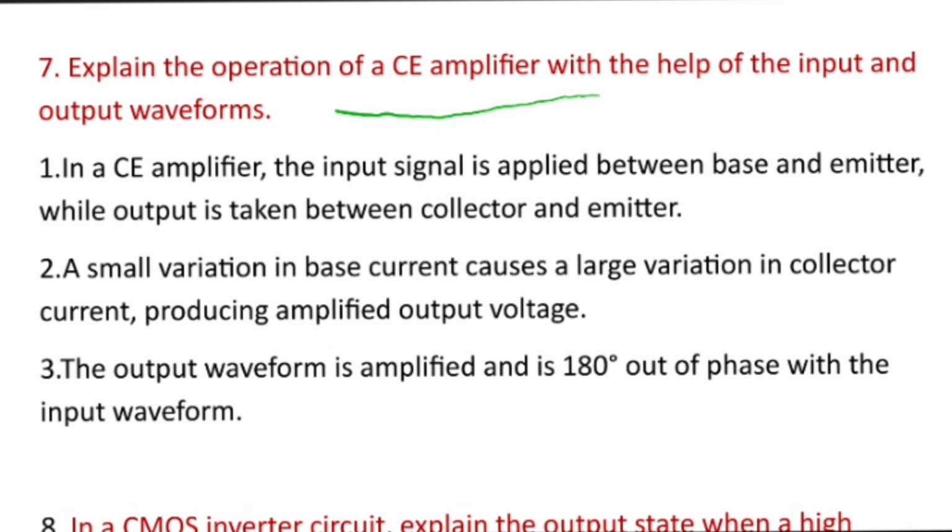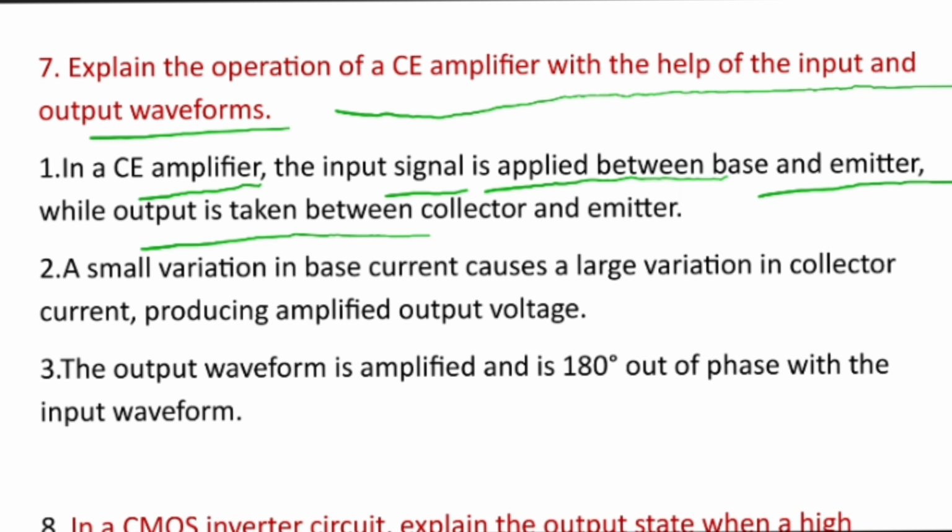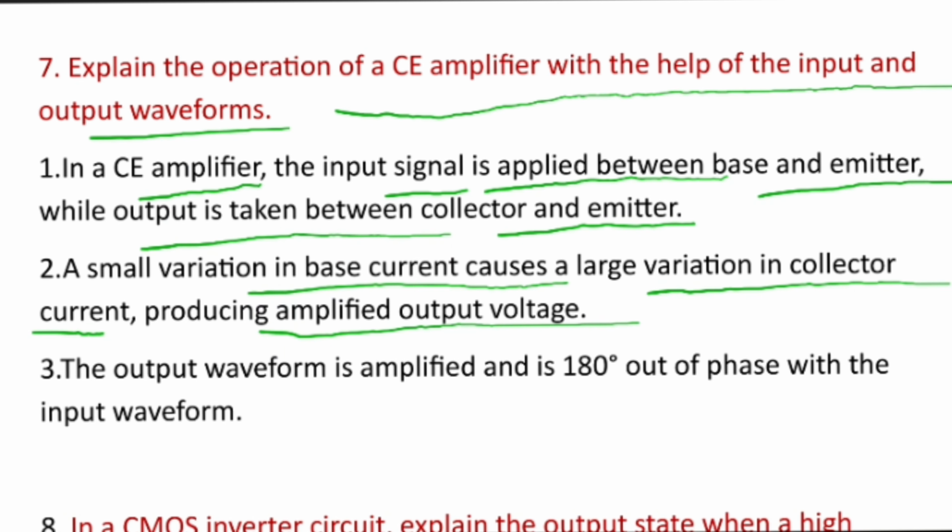Next, explain the operation of the CE amplifier with the help of input and output waveforms. In a CE amplifier, the input signal is applied between the base and emitter, while the output is taken between the collector and emitter. A small variation of the base current causes a large variation of the collector current, providing an amplified output voltage. The output waveform is amplified and 180 degrees out of phase with the input.